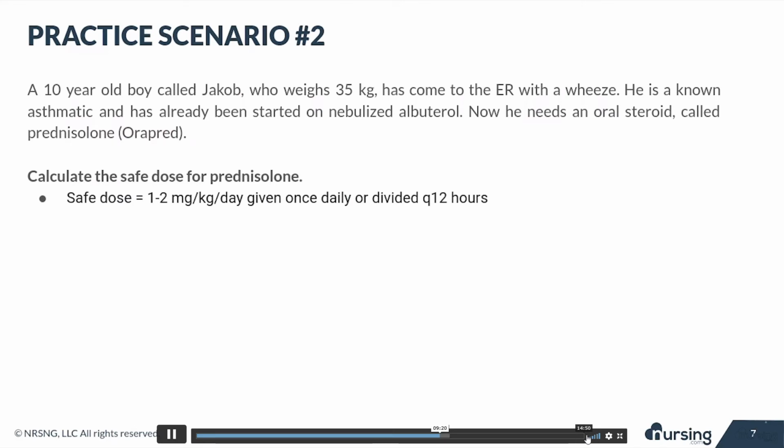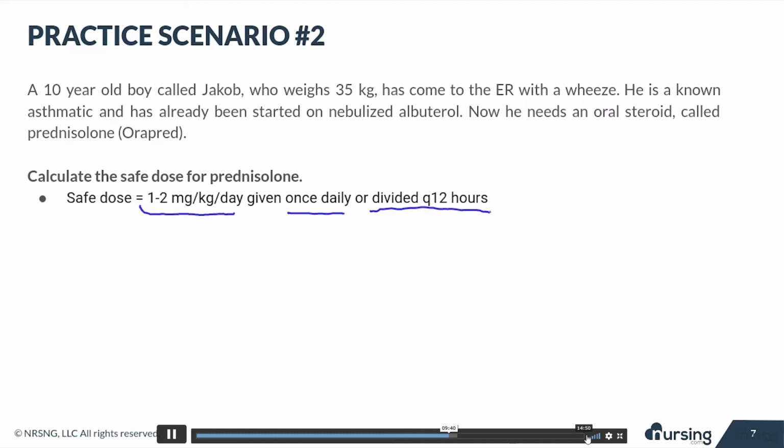So let's calculate how much prednisolone Jacob can have. You go ahead and look in your drug book and you see that he can have 1 to 2 milligrams per kilogram per day. He can have it as once daily doses or divided into 2 doses per day, spread out 12 hours apart. All right, again, we are calculating a range here.